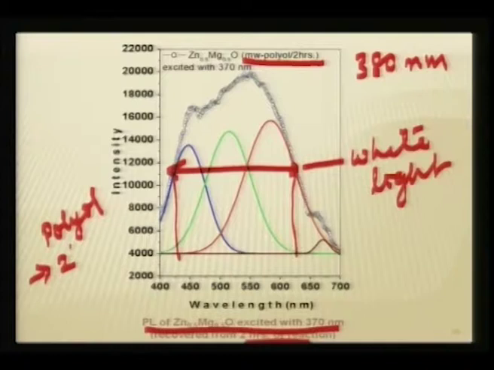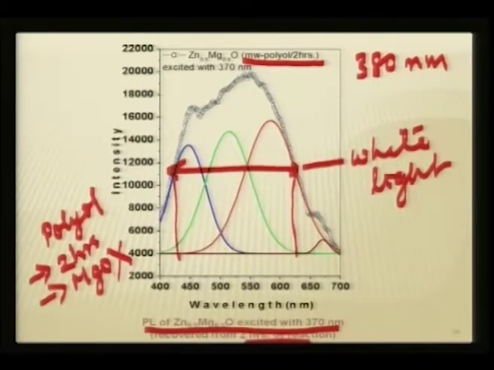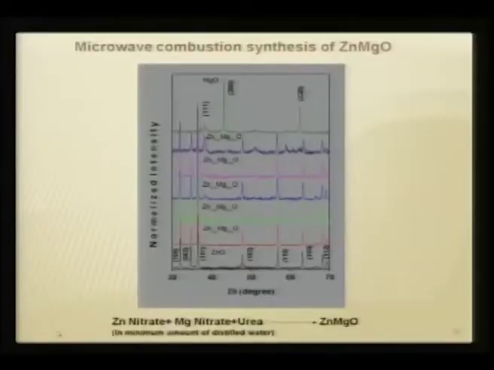One, anything above 2 hours seems to induce oxygen deficiency in the zinc oxide rods, and also we see that magnesium oxide cannot be doped into zinc oxide matrix, because it goes through a pathway where magnesium hydroxide seems to remain as an amorphous coating on zinc oxide nanorods.